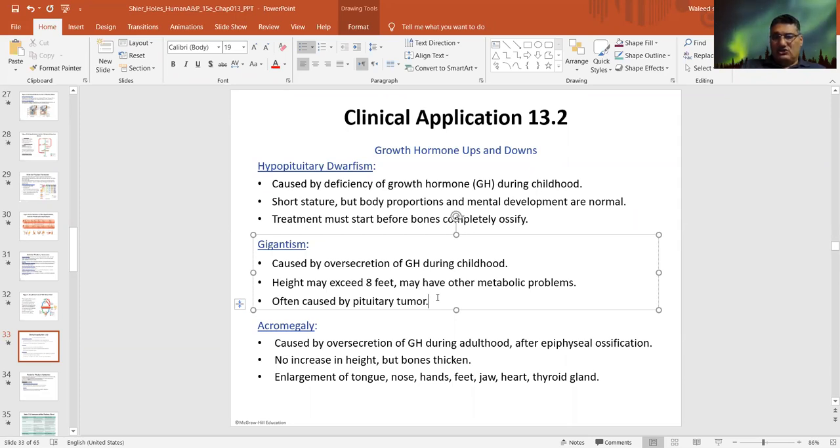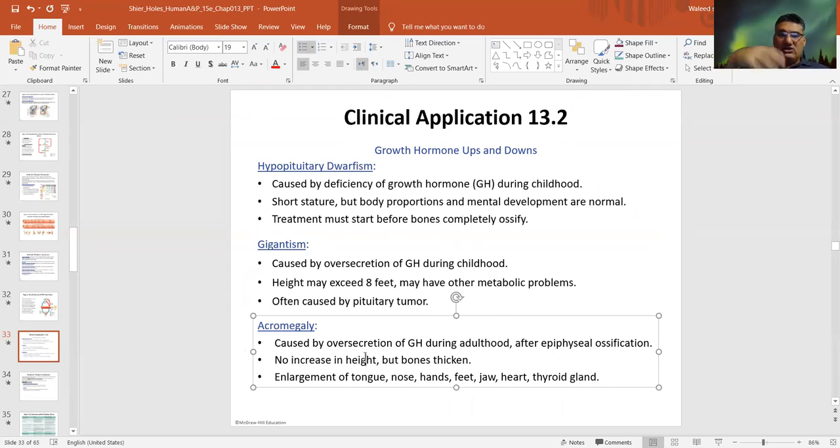It can be just a benign tumor, and this benign tumor in the pituitary gland is secreting too much growth hormone. So let's say you're growing 10 inches per year, for example, you're going to make it 20 inches per year. So you're going to grow dramatically, and we call that giantism.